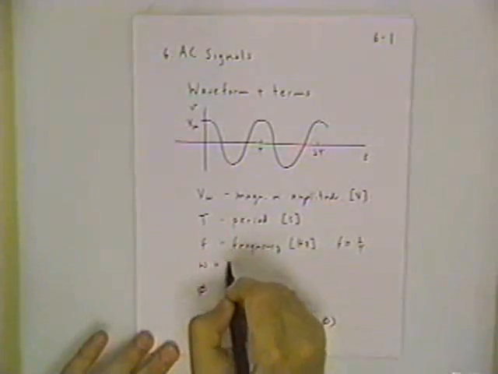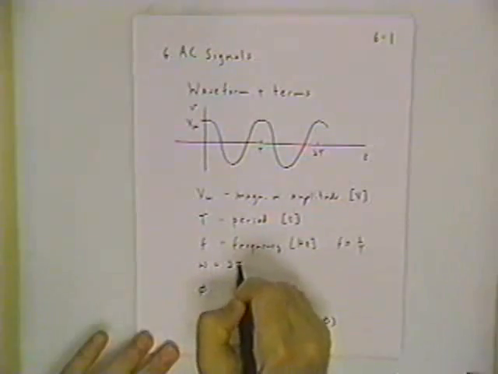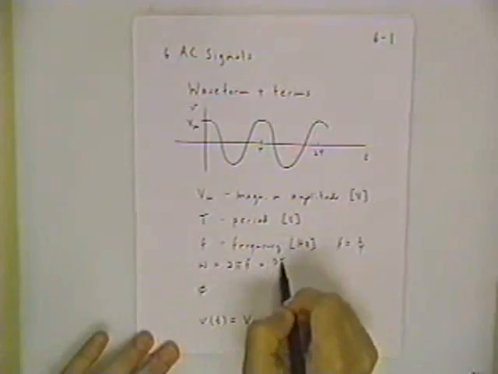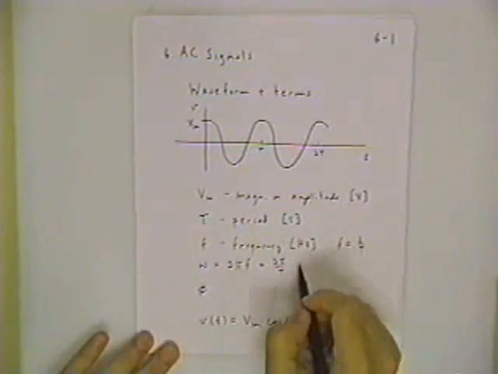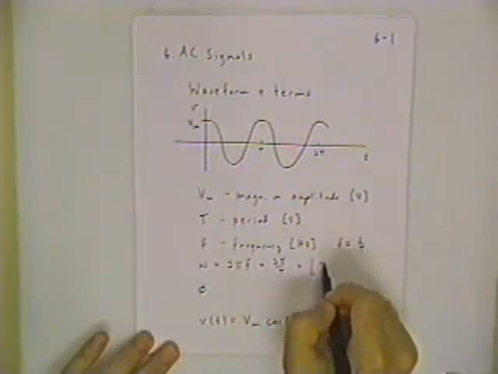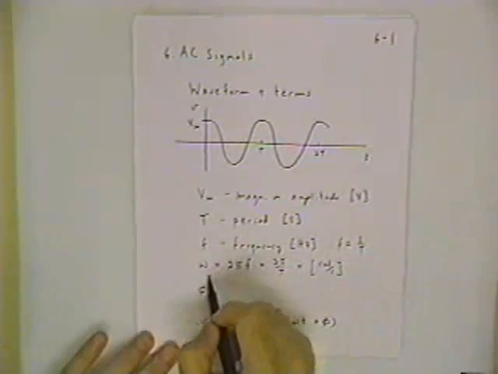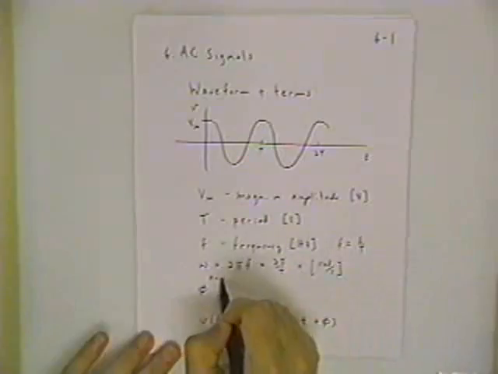This is omega. It's 2 pi times f. So in turn that's 2 pi divided by T. This is measured in units of radians per second. It's called the angular frequency.